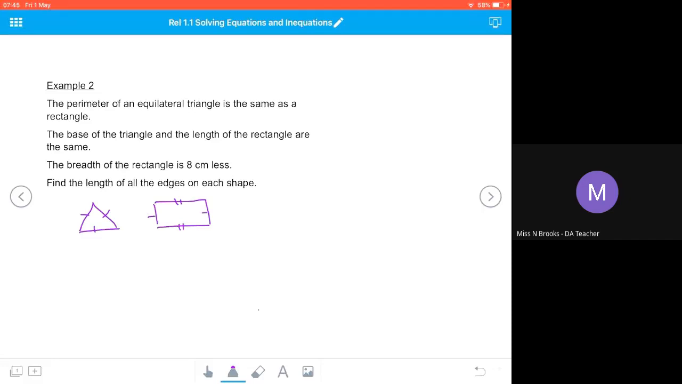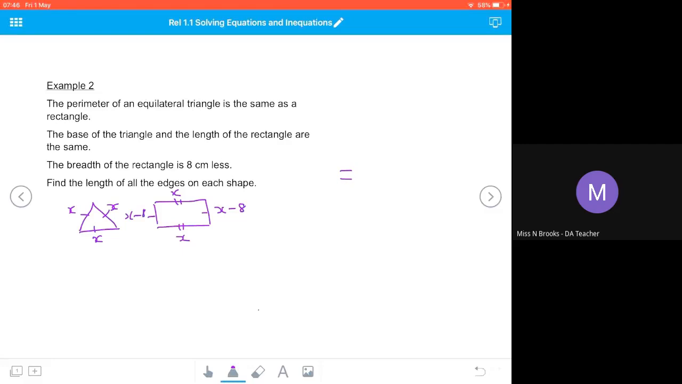Now, it says here that the perimeter of an equilateral triangle is the same as a rectangle. So we're going to put our equal sign, and now we need to work out what we're going to put on each side of the equal sign. So the base of the triangle and the length of the rectangle are the same. So that means that all the sides on my equilateral triangle, I'm going to call them x, and it's saying that the length of the rectangle, so this length here is x, and that means that the top of my rectangle is also x. And it says the breadth of the rectangle is 8 centimeters less. So that means that these sides are both going to be x minus 8.